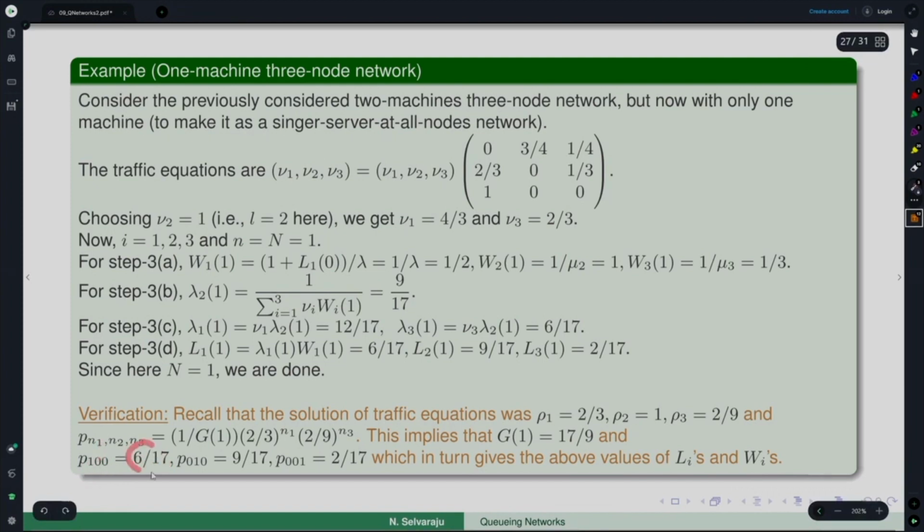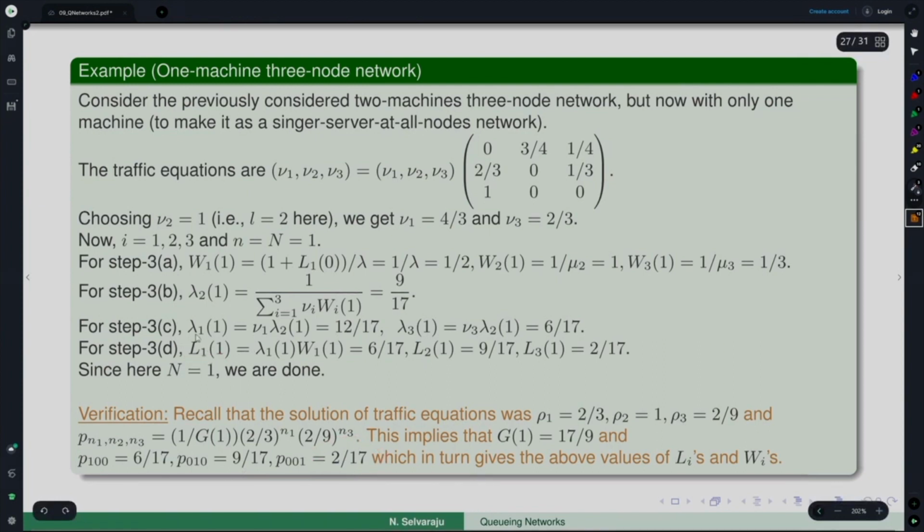It is 1 with this probability, 0 with this probability, 0 with this probability, to get the number in system in node 1, which will turn out to be simply 6 by 17. Similarly for L2 it is 9 by 17. The probability itself turns out to be that because there is only one customer in the system and only this many states. So, this corresponds to that probability, and that is the average number also.